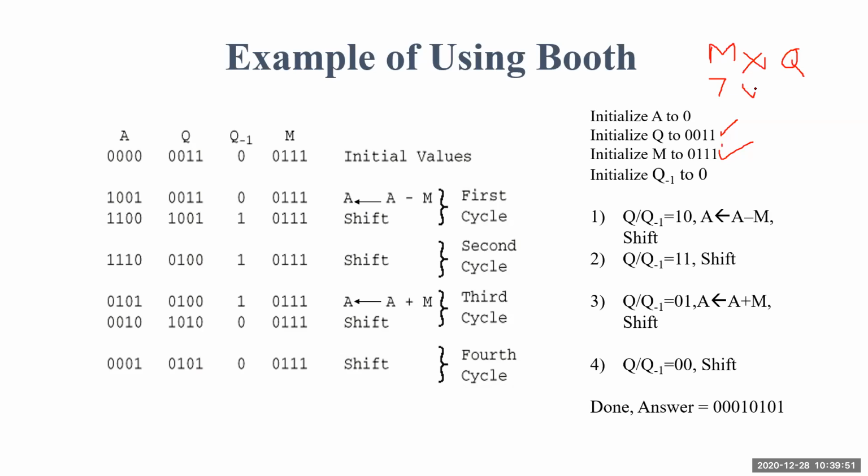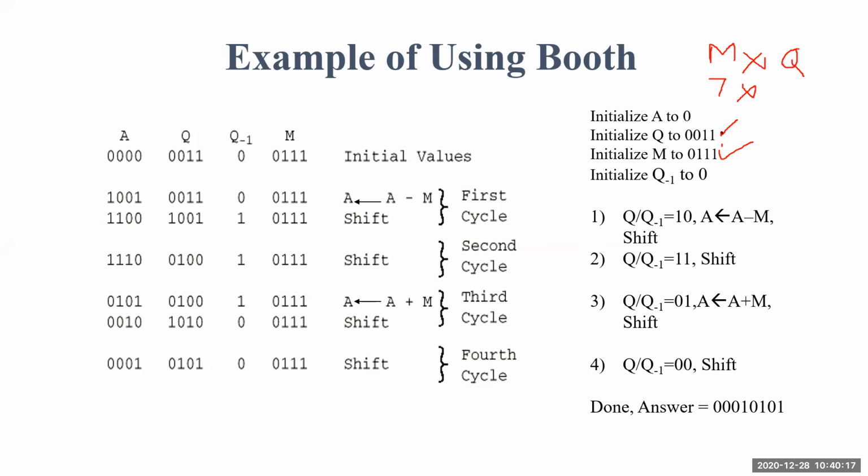You can see how it is 7: it is 2 to the power of 0, 2 to the power of 1, 2 to the power of 2. All these are ones and the leading bit is 0, so I need not consider it. Ultimately, you will get 7 over here.